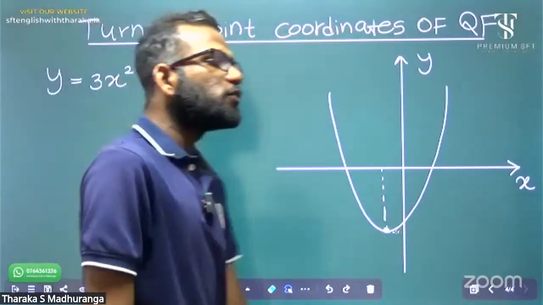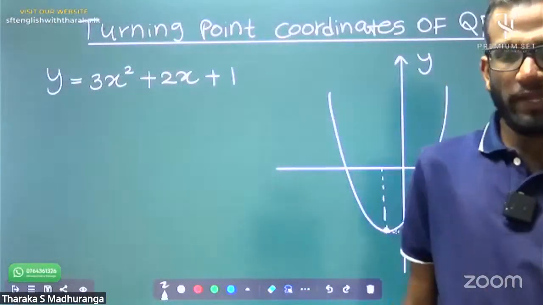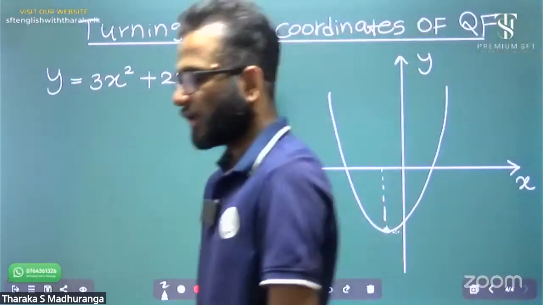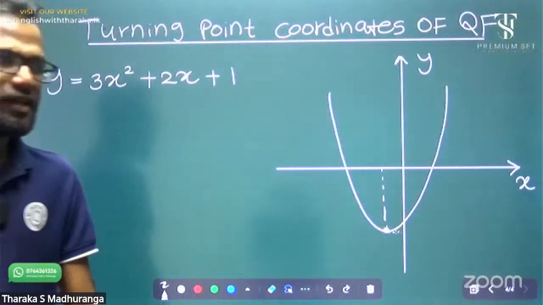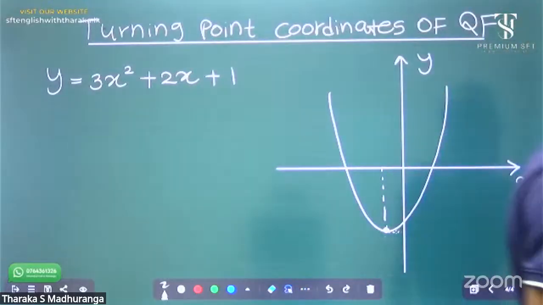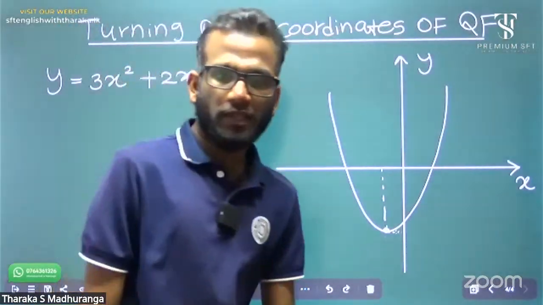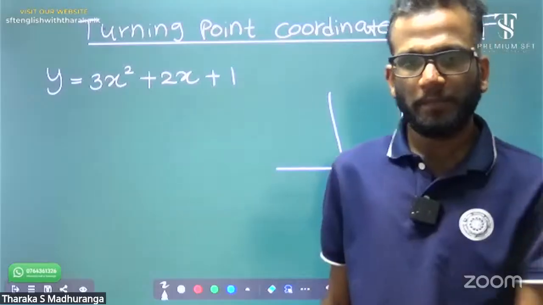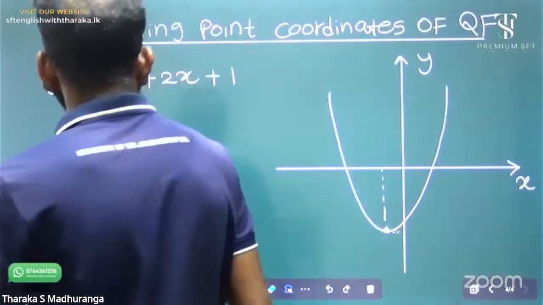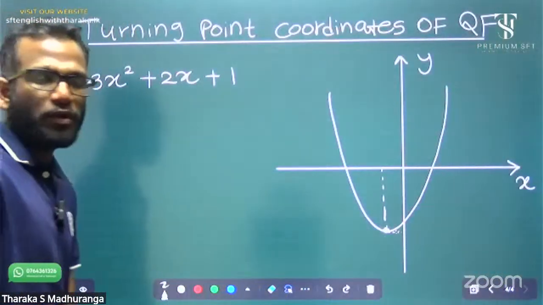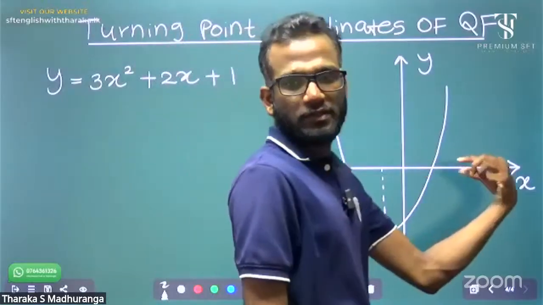Now, how can you calculate the minimum point coordinates? Any method? Any idea? How can you calculate the minimum point coordinates or turning point coordinates?